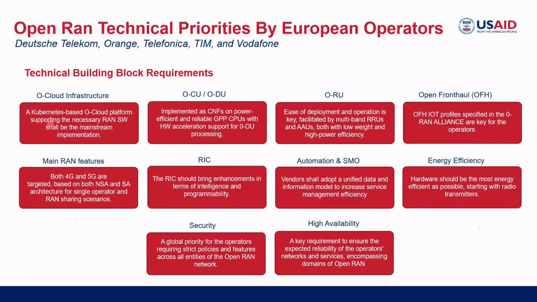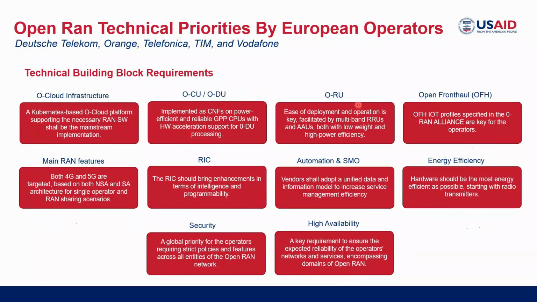For example, the O-Cloud architecture. They define that a Kubernetes-based O-Cloud platform supporting the necessary RAN software shall be the mainstream implementation when we implement the ORAN or the O-Cloud infrastructure. Next is the OCU and the ODU, implemented as container network functions on power efficient and reliable general purpose processor CPU with hardware acceleration support for ODU processing.